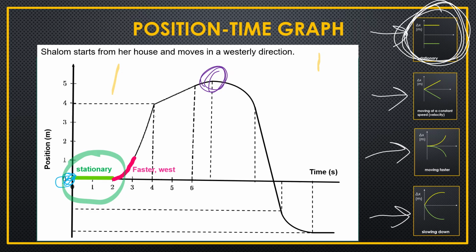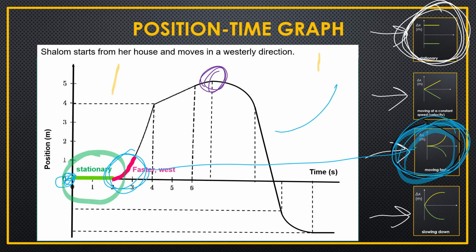Then there's an upwards curve. Now, if you look here, where's the upwards curve? That will be this one, the third one from the top. Let me just get a pen. There. So that will be this one. So this upwards curve, this is this one. So you need to learn that if you see this shape, that means the object is moving faster and it's moving west because it's an upward shape.